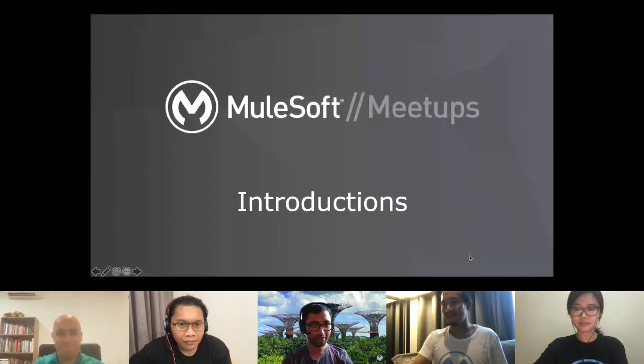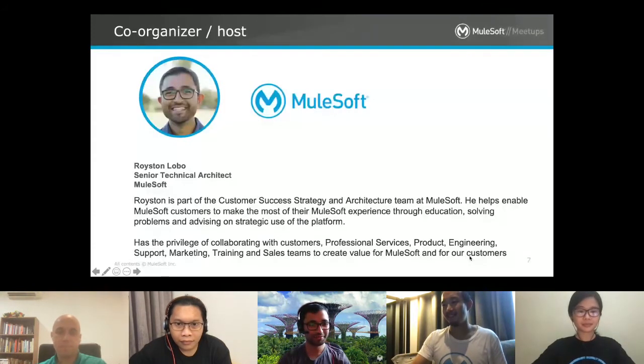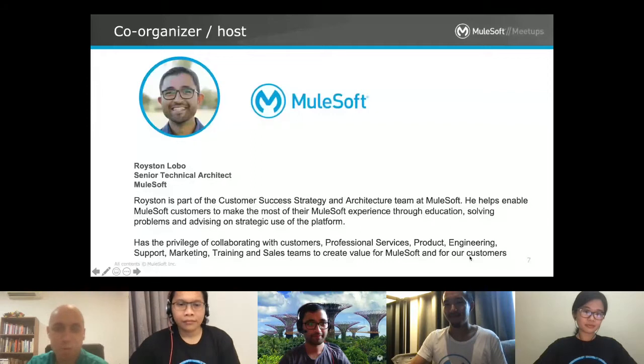Hello, everyone. My name is Royston Lobo, and I work as a technical architect in the customer success team here at MuleSoft. I've had the privilege of being with MuleSoft in Sydney, Australia, for about 2.5 years, and earlier this year I relocated to Singapore to work with customers all across Asia on their MuleSoft implementations. I focus more on the platform and the strategy side for MuleSoft. It's a pleasure to be here with you. Thank you, Julian. Thank you, Royston, and as always, good to have you on board here in Singapore.